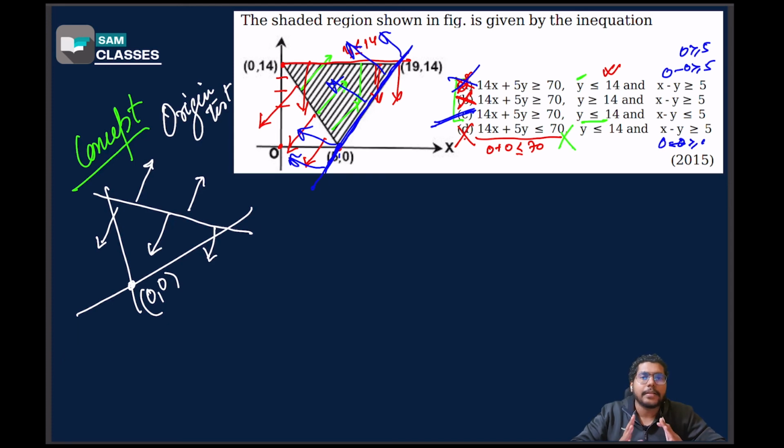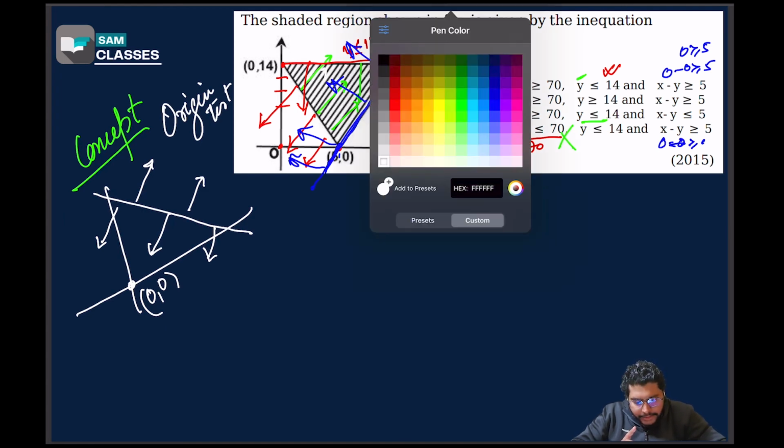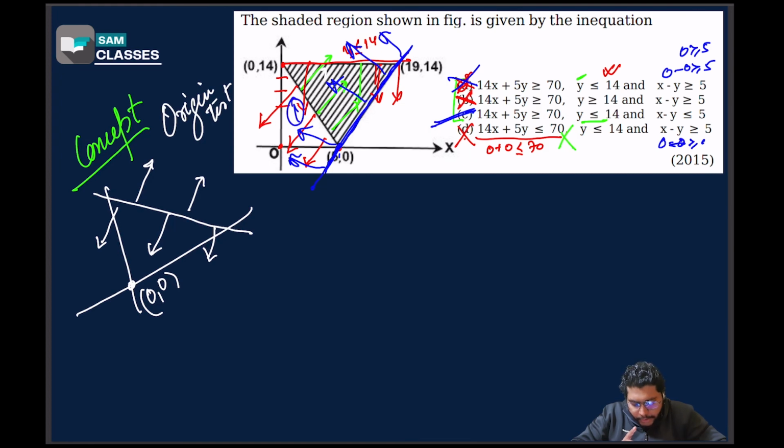Clear? So the best and the easiest method is solving by option checking. And in this case, just check for the origin test. Check whether it is lying towards the origin or not. Here the shaded region demanded it to be away from the origin for the first line. For the second line, it demanded to be below, satisfying the origin. Third line, again satisfy the origin. That's it, done. So that sums up.